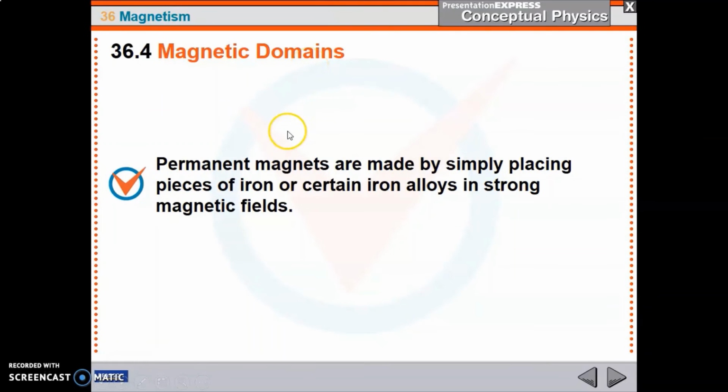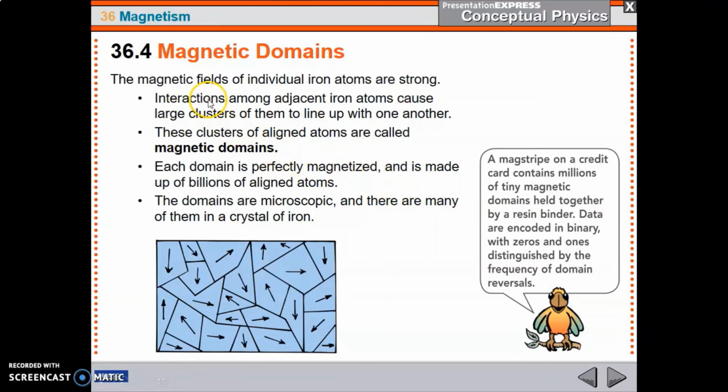36.4 is magnetic domains. Permanent magnets are made by simply placing pieces of iron or certain iron alloys in strong magnetic fields. That's how you make a magnet. The magnetic fields of individual iron atoms are strong. Interactions among adjacent iron atoms cause large clusters of them to line up with one another. And these clusters of aligned atoms are called magnetic domains. Now, each domain is perfectly magnetized and is made up of billions of aligned atoms.